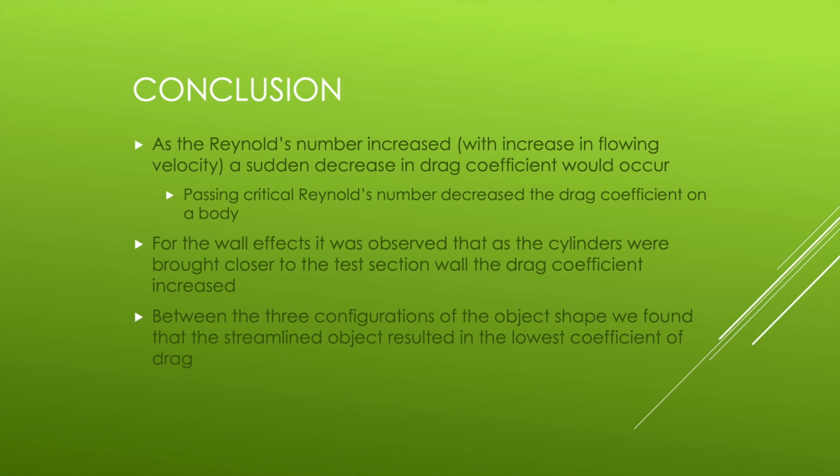Additionally, we found that between the three configurations of the objects, the streamlined object resulted in the lowest coefficient of drag, and this could be due to it having a smaller rate of change of thickness in the downstream direction compared to the spheres. The objects with the faster rate of change in thickness have larger unfavorable pressure gradients and therefore greater pressure drag and drag coefficients.